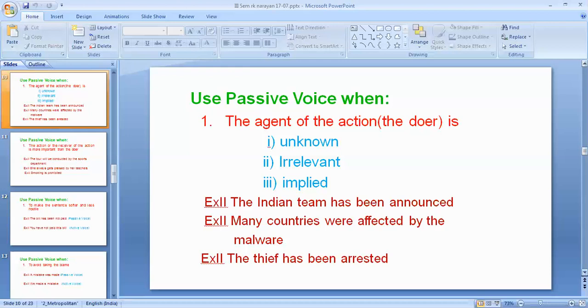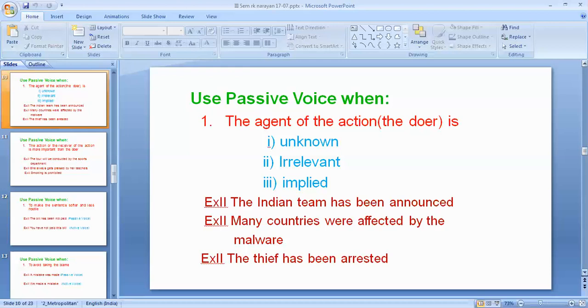Look at the next sentence. Many countries were affected by the malware. So many countries were affected by that malware, that virus in the systems. Here, the doer of the action, who affected, is the malware. But the malware is not important; what happened, what was the effect, is important. Not only one or two countries, but many countries were affected. So many countries being affected is more important than who did the affecting. On such occasions also we use passive voice.